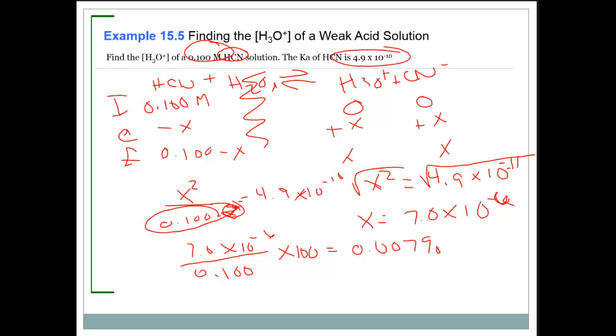Now I want to take a minute to also talk about this in another way. That's also called the percent ionization, and we're going to discuss that at the very end of this tutorial. The percent ionization is the amount of ionization that occurred with that initial compound, and it's another way to determine the strength of the acid or the base.